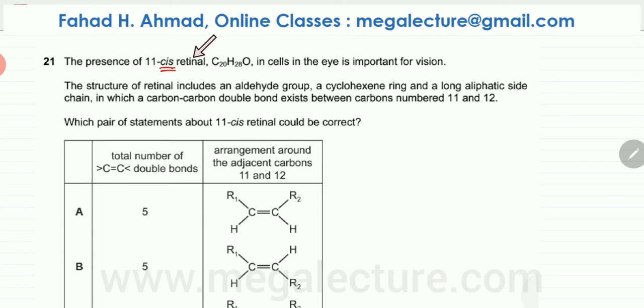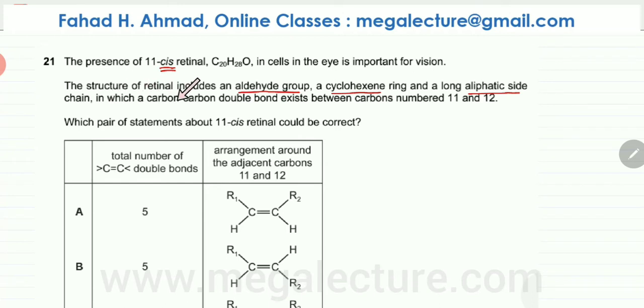So the question is that there is cis-retinal with the formula C20H28O in cells in the eye, which is important for vision. Now, the structure of retinal includes an aldehyde group, a cyclohexene ring, and a long aliphatic side chain. So there are three things: an aldehyde group, a cyclohexene ring, and a long aliphatic side chain.